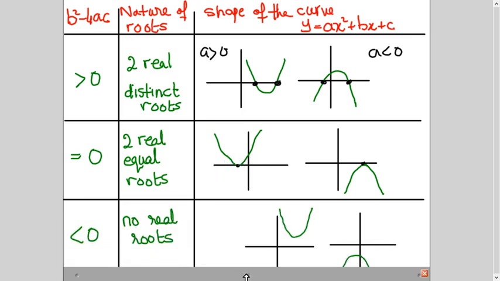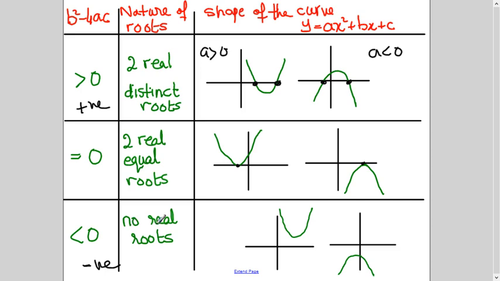Now the last case. When your b square minus 4ac is less than 0, meaning negative, this means a negative number under the root. It means no real roots, right? Nature means what type of roots you will get. So no real roots. And if you try to sketch or plot those graphs, either they will be totally above the x-axis or totally below the x-axis. These are my x and y axes, by the way. So this is also called always positive, always negative. I'll tell you later on how students get confused when solving these questions.